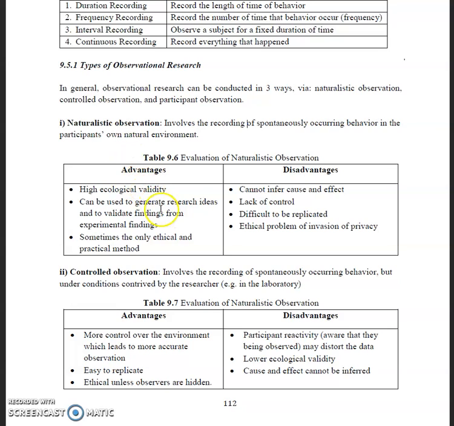So what are the advantages of having a naturalistic observation? It has a high ecological validity because you are in their natural environment. And then it can be used to generate research ideas and validate findings from experimental findings. Because you are in their natural environment, there are lots of other extraneous variables which are not your independent variables, and those other variables can be new research ideas.